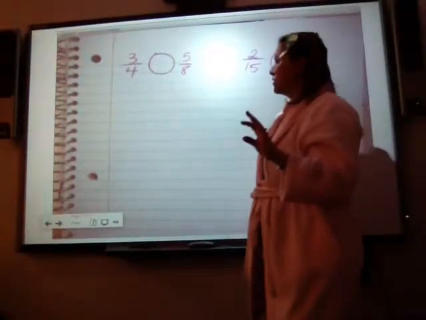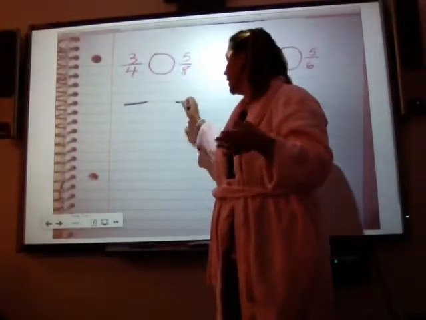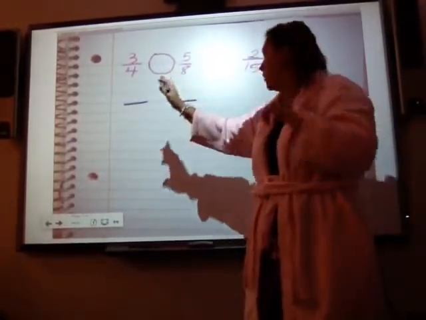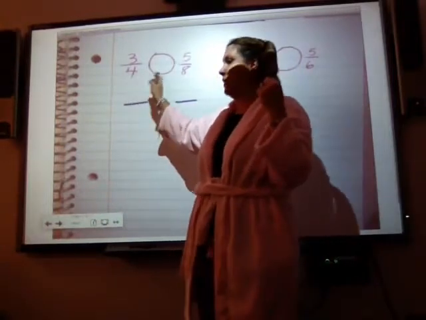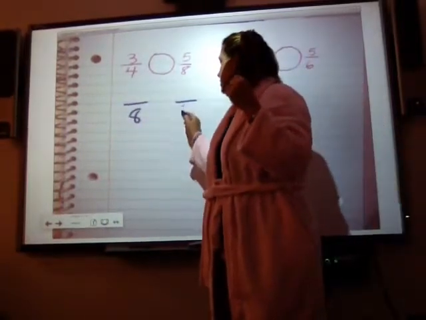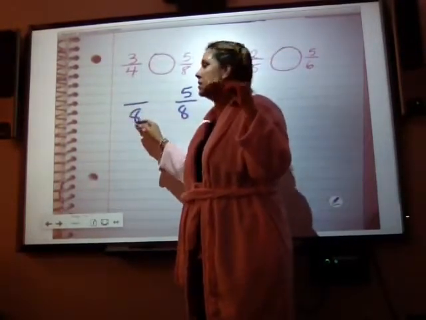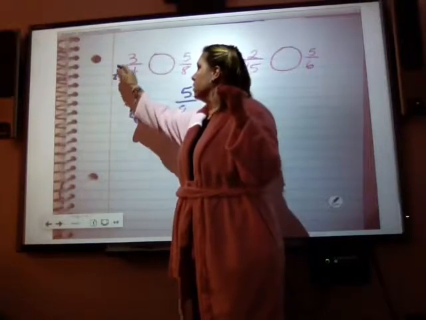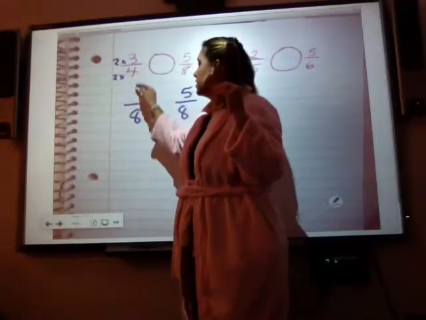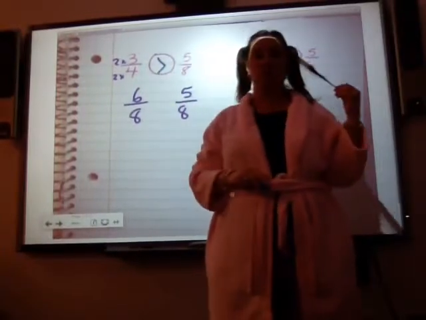3/4 and 5/8. So again, you ask yourself, looking at my two denominators, can I make my 4 into an 8? Absolutely. This is going to stay the same. What did I do from 4 to get to 8? Times 2. Whatever you do to the bottom, you must do to the top. So that'll be 6/8, and therefore 6/8 is larger than 5/8.